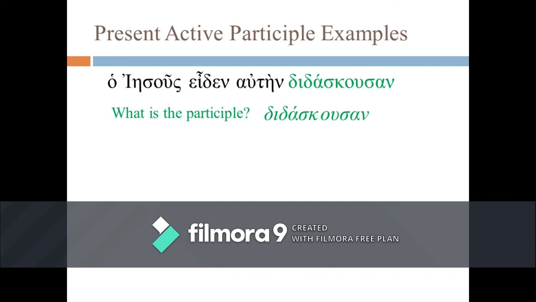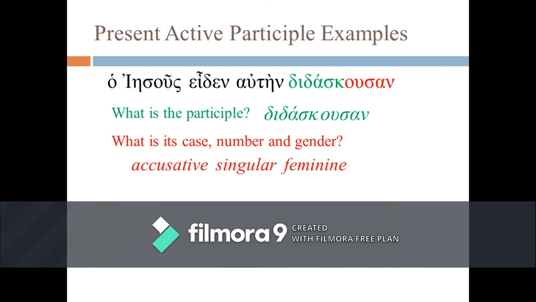So, we're going to ask the next question. What is its case, number, and gender? What is the case, number, and gender of ousan? Well, ousa is the basis of it, and it has a nu added to it. So that makes it accusative, singular, and feminine.